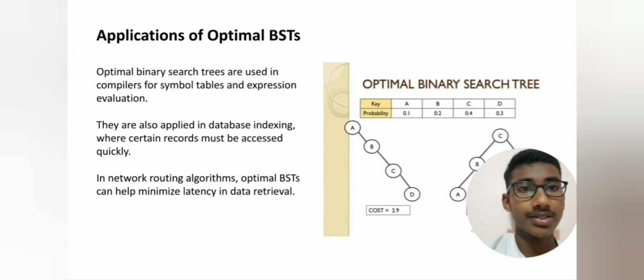Next, applications of optimal binary search trees. Optimal binary search trees are used in compilers for symbol tables and expression evaluations. They are also applied in database indexing where certain records must be accessed quickly. In network routing algorithms, optimal binary search trees can help minimize latency in data retrieval.